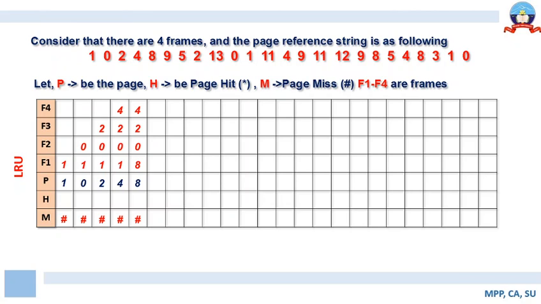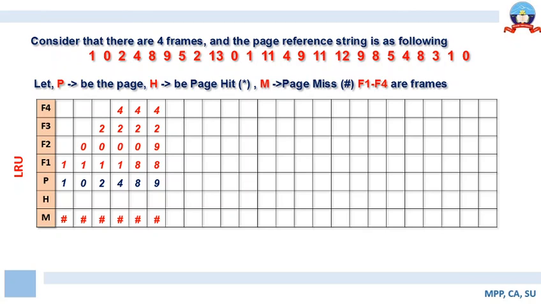Now after 8 there is a request for page number 9. Out of 4, 2, 0, 8, you see that 0 is the page that has the farthest reference. So now 9 will be replacing 0. After 9 there is a page reference to page number 5. Since 5 is not there, I need to perform replacement.